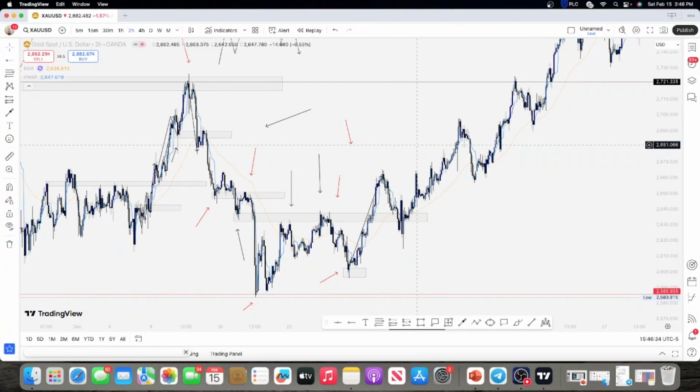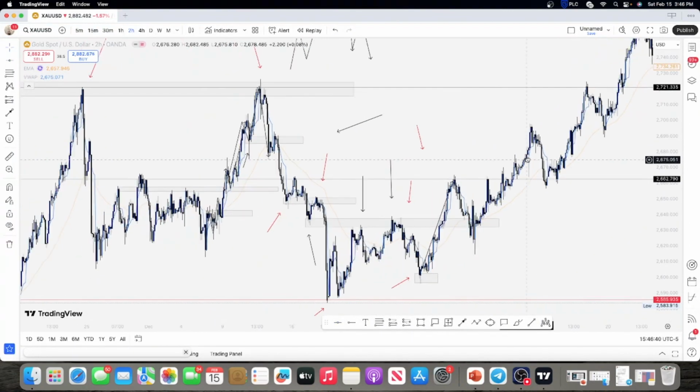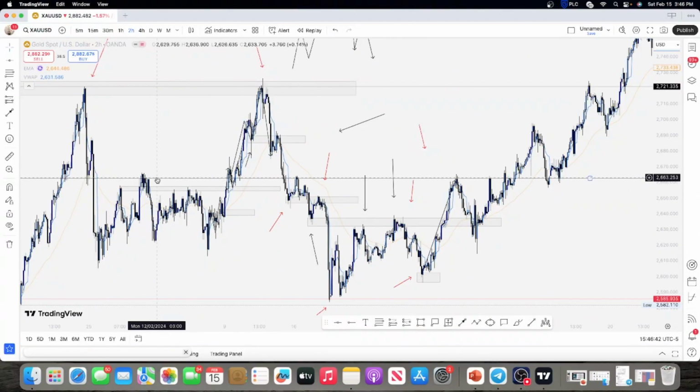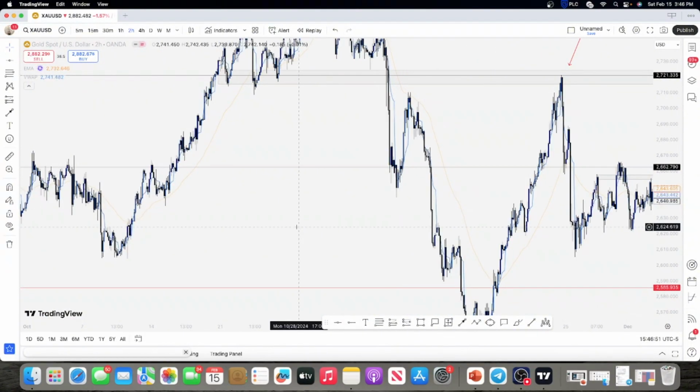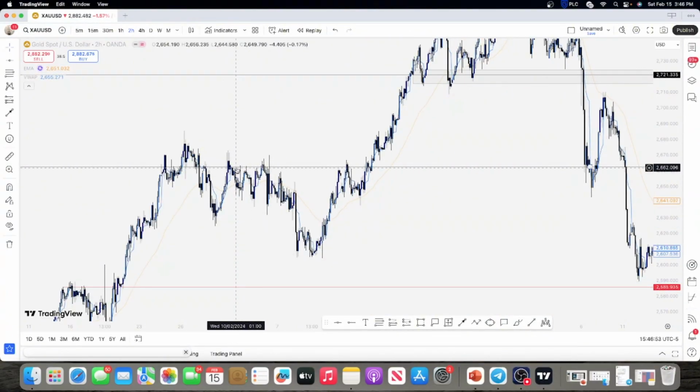What do we have over here? We have previous areas of resistance. Just look left. If you look left, what do we have? Resistance, resistance, and we also have resistance right over here. We kind of go all the way back over here, right? You can see this level, right? What do we have over here? We have previous areas of resistance as well.